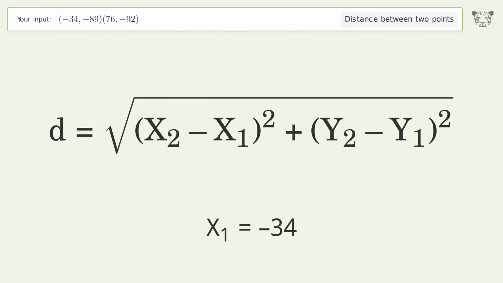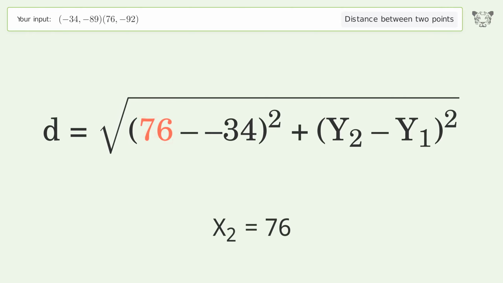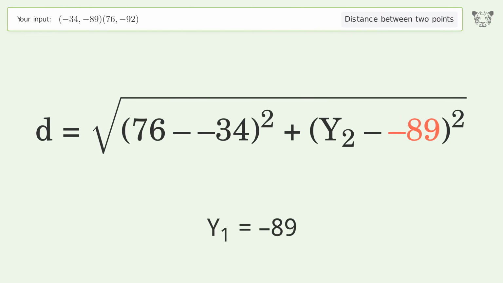x1 equals -34. x2 equals 76. y1 equals -89. y2 equals -92.